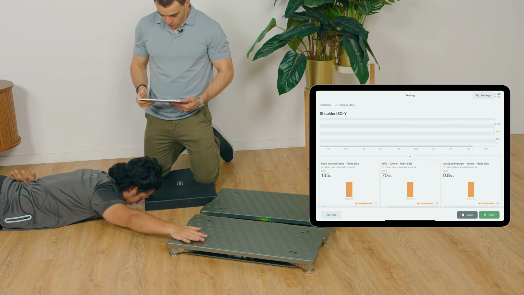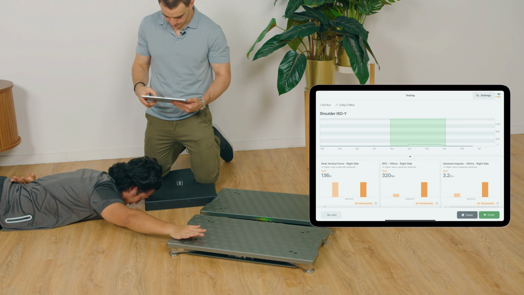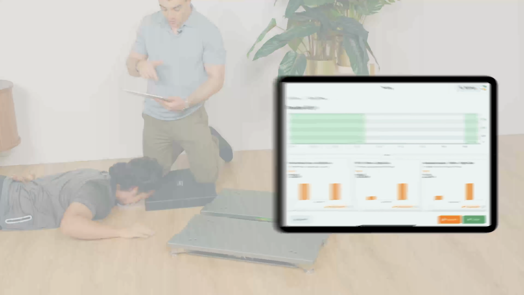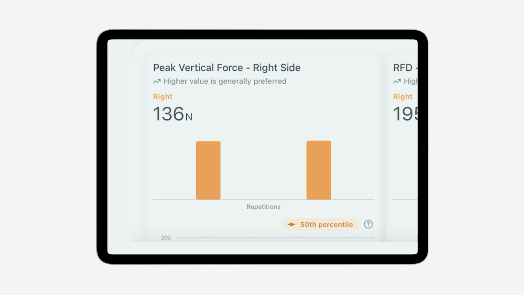3, 2, 1, go. Push, push, push, and relax. Awesome. And go ahead and relax your arm. We can see the differences in those reps, and what we're looking at in the first rep is just the peak vertical force. We want to see simply how much force he applies.